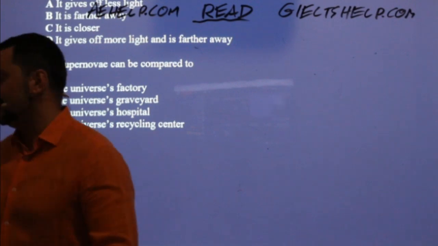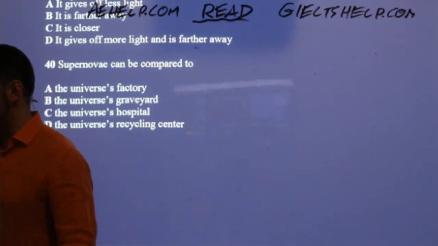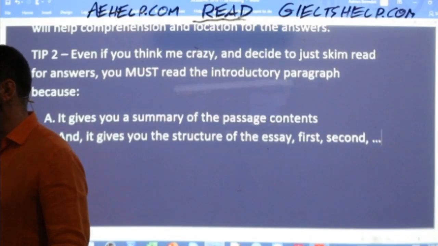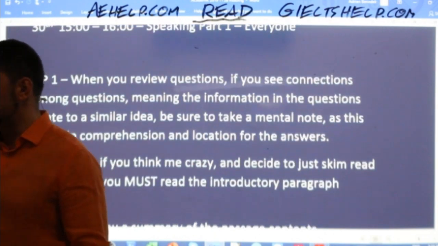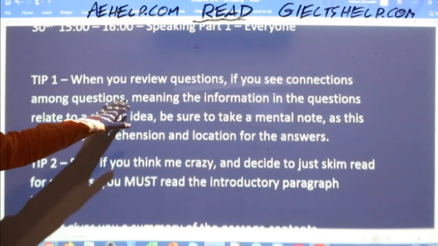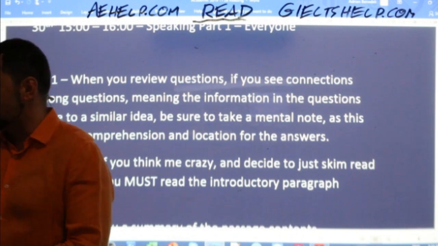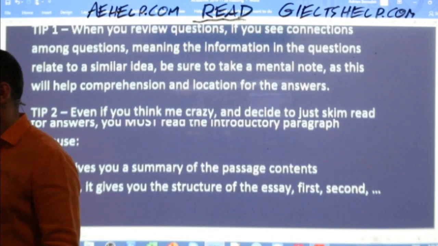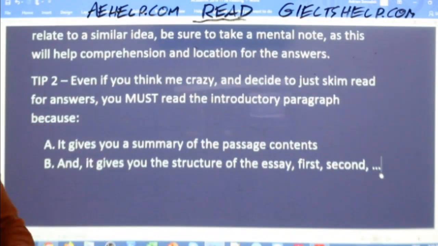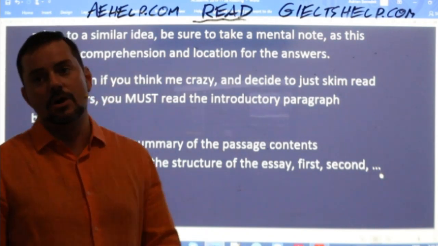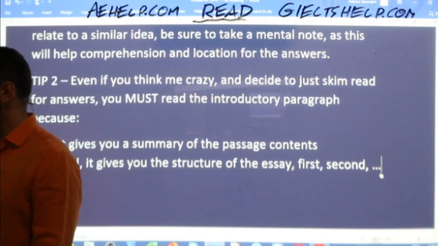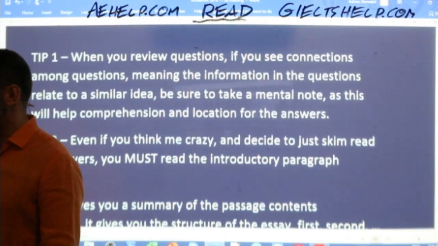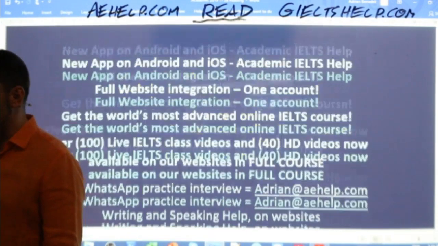Some great reading, challenging reading. That was passage 3. Remember these two big tips. When you review questions, try to see connections among questions. Again, even if you think me crazy, don't just skim read the introduction. That's a big no-no, all right? Make sure to read the introduction carefully. It summarizes the content, gives you an index.